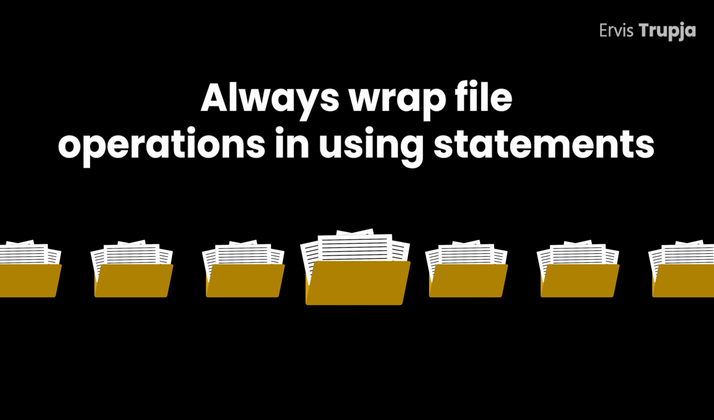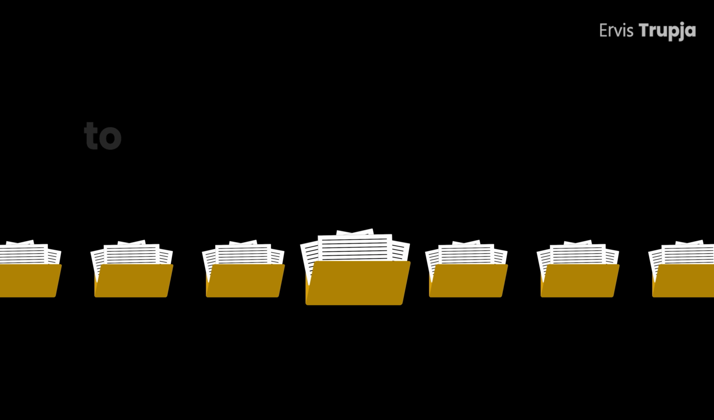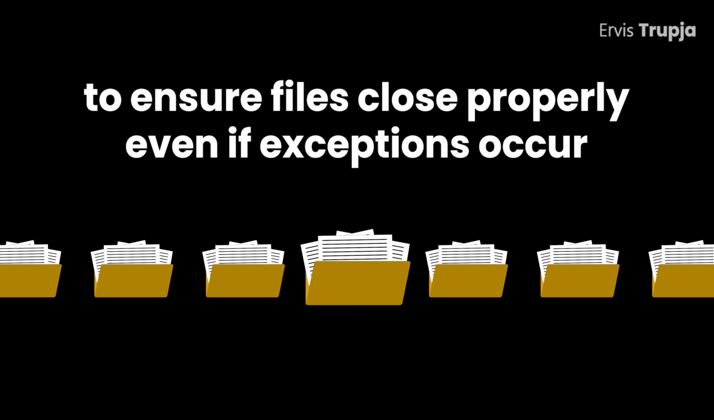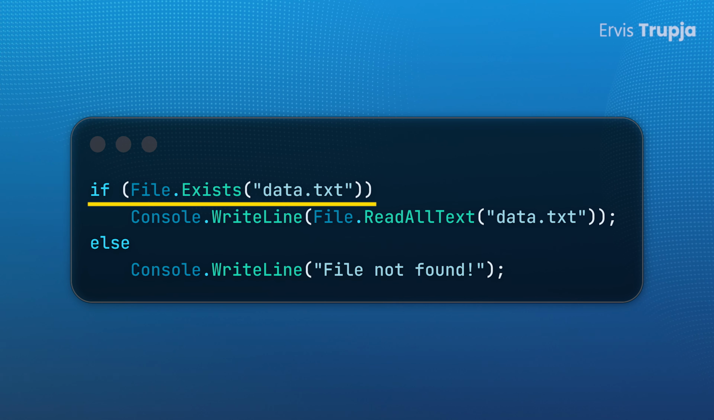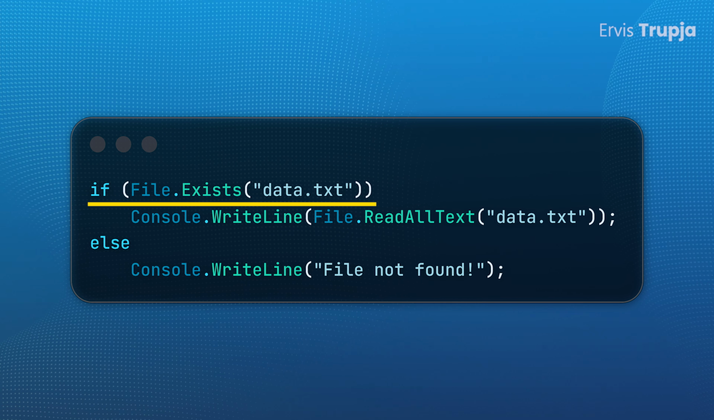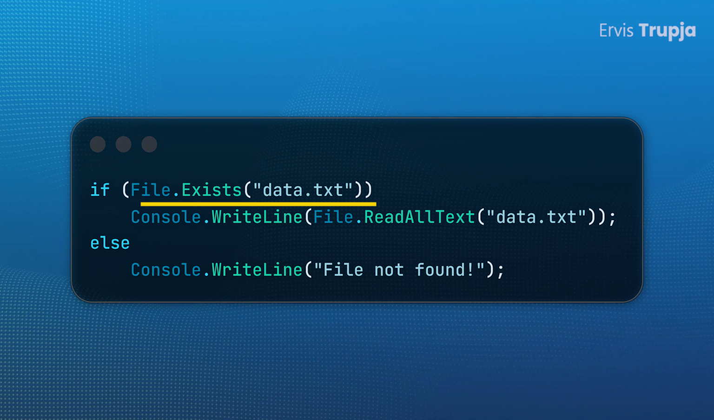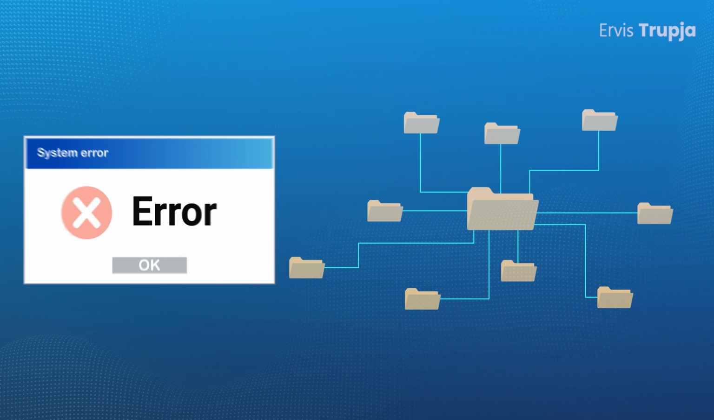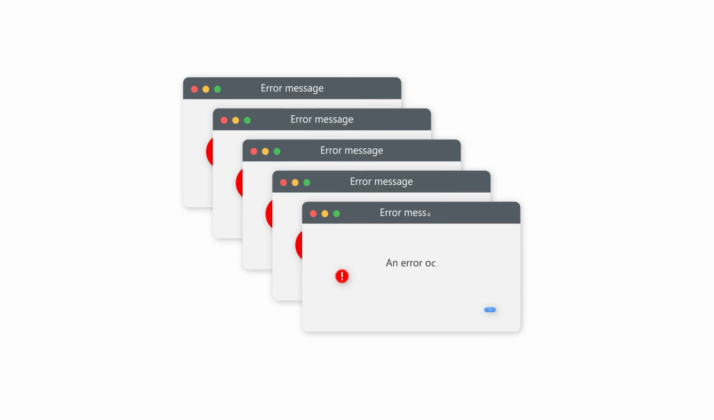Always wrap the file operations in using statements to ensure files close properly even if exceptions occur. Before reading, check if a file exists with File.Exists to avoid exceptions from missing files. Robust file handling prevents crashes and provides better error messages for users when something goes wrong.